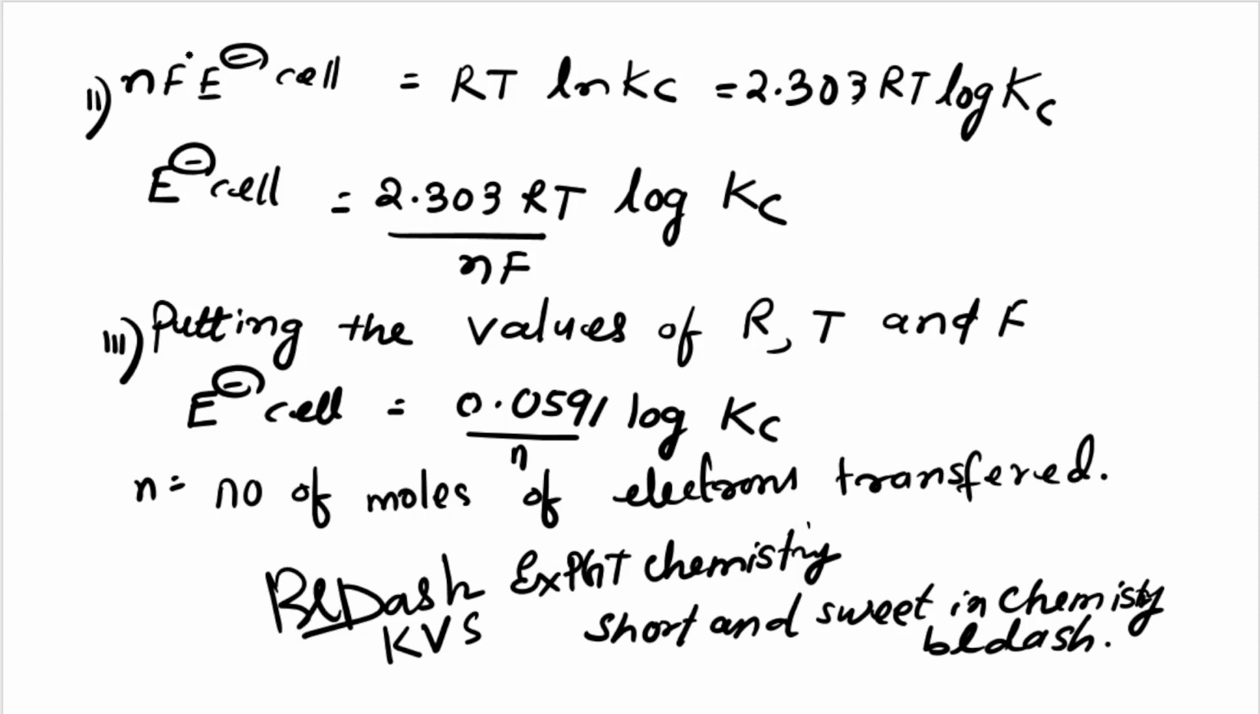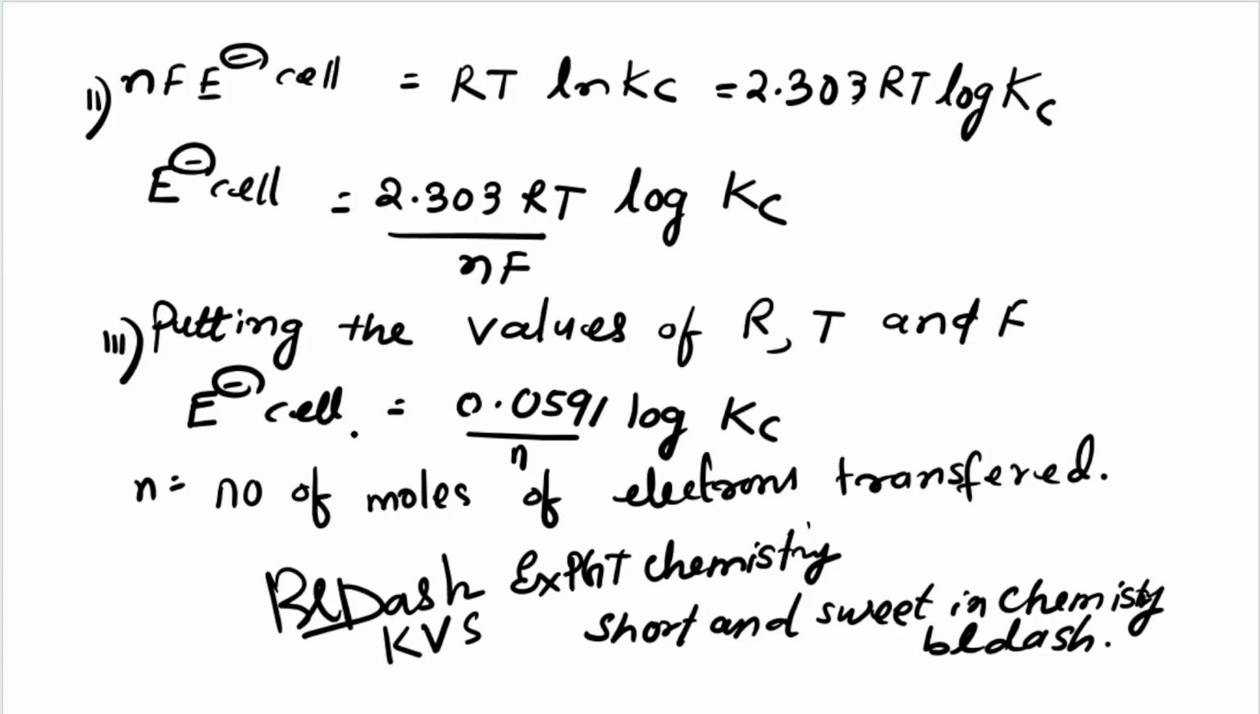that is equal to 2.303 RT log Kc. So what happened here? You put the value: E0 cell equal to 2.303 RT by nF log Kc. Then you put all the values except n. Then E0 cell equals 0.0591 by n log Kc. So this is very easy now. Very easy. From that you can also calculate Kc by the help of antilogarithm.